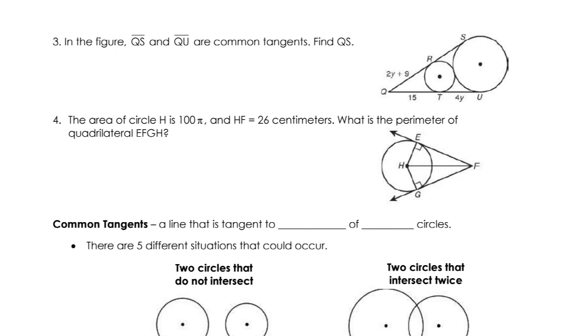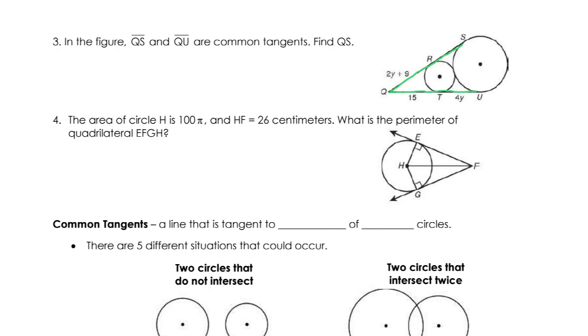All right, guys, we are on the back side of day 6 notes, and number 3 says in the figure QS and QU are common tangents. They want you to find the measure of QS. So remember what we talked about on the front side, that two tangents to the same circle are equal. So we know that QS has to be the same length as QU.